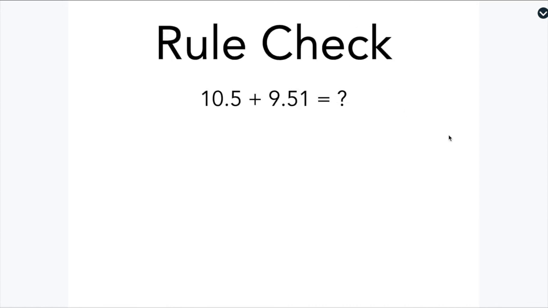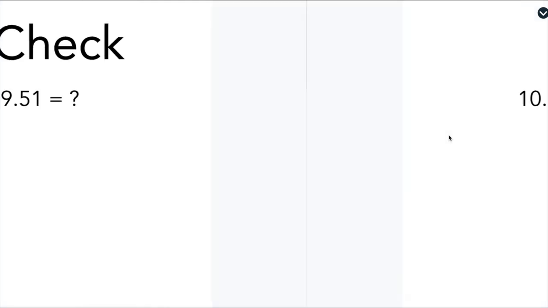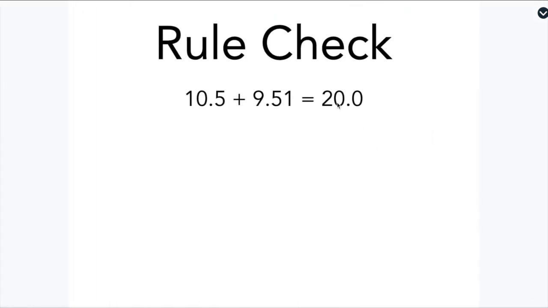If we have 10.5 plus 9.51, what is the correct answer? It would be 20.0 because the 10.5 has 1 decimal place, whereas the 9.51 has 2 decimal places, so we round our answer to 1 decimal place, even though the answer, when doing the math, would come out to 20.01.